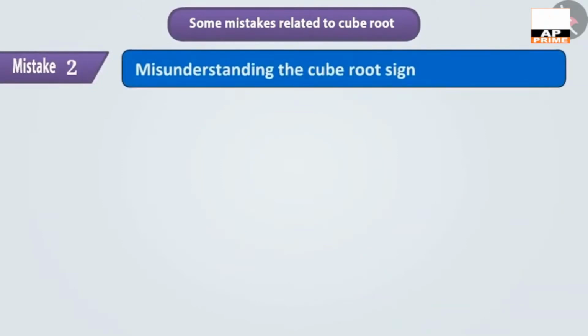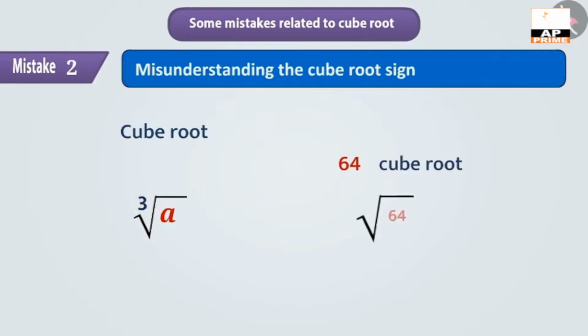Mistake number 2. Some children or students do not write the cube root sign correctly while determining the cube root of a number. Often they forget to write 3 in the front of the symbol of cube root or do not think it necessary to write. Like they write the cube root of 64 like this, which is wrong.